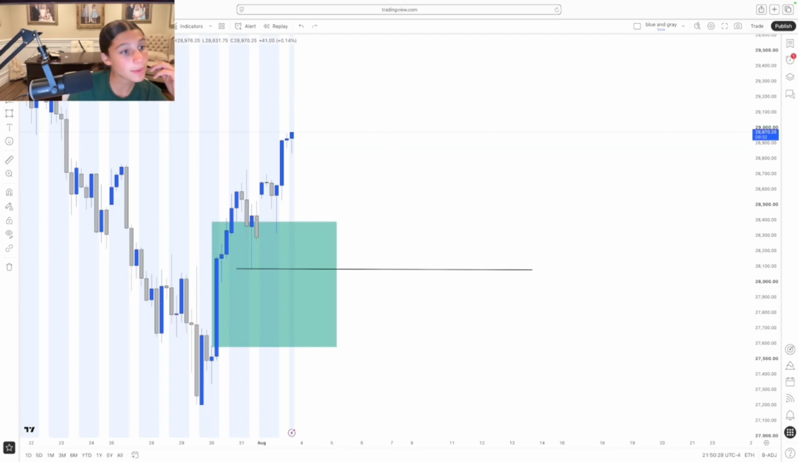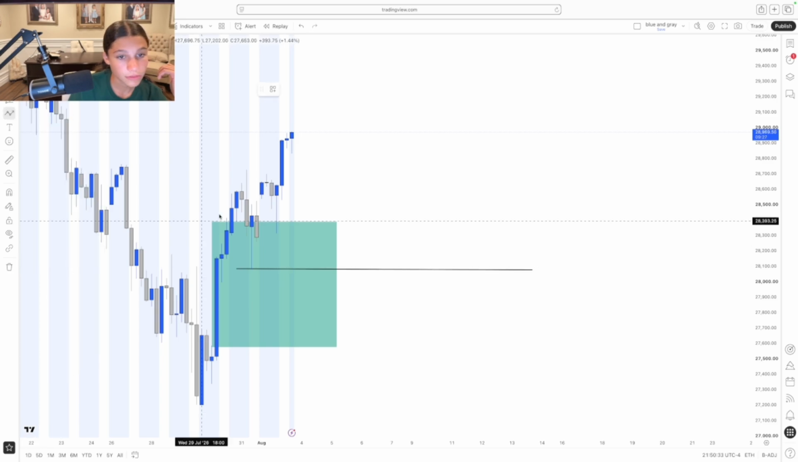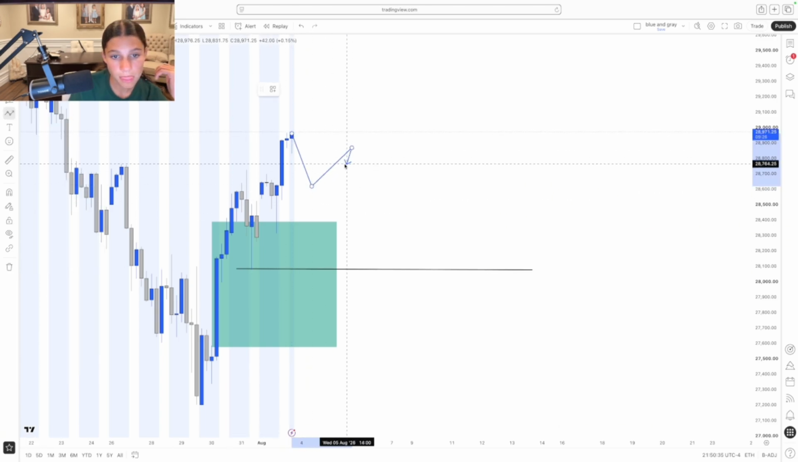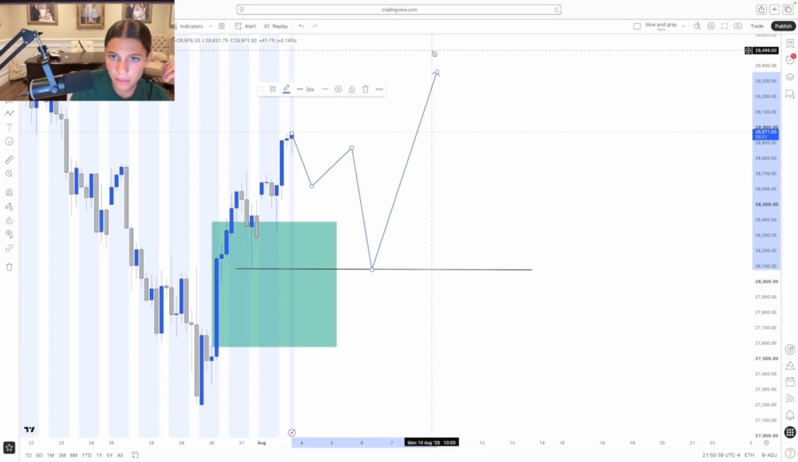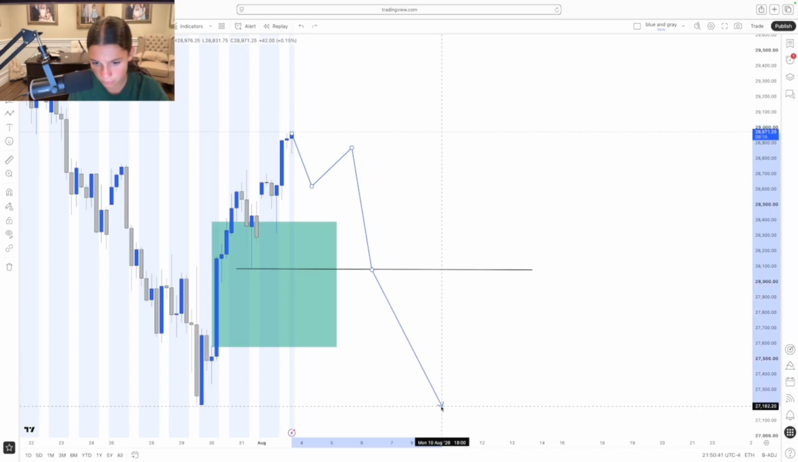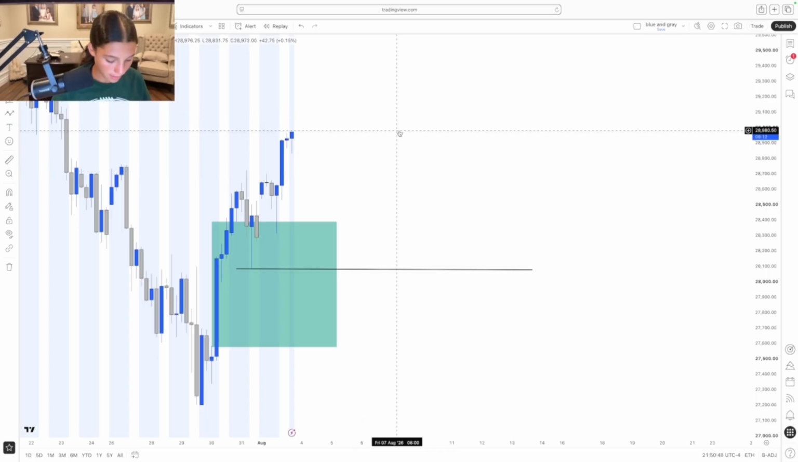And then what could this also be? This could also be a key draw on liquidity, guys. We can also come down, hit this, and go up. Or we can come down, hit this, and go lower. Right? So this is where price could want to go. Obviously, each of these has to have a confluence, which we'll be getting into a little bit more later.